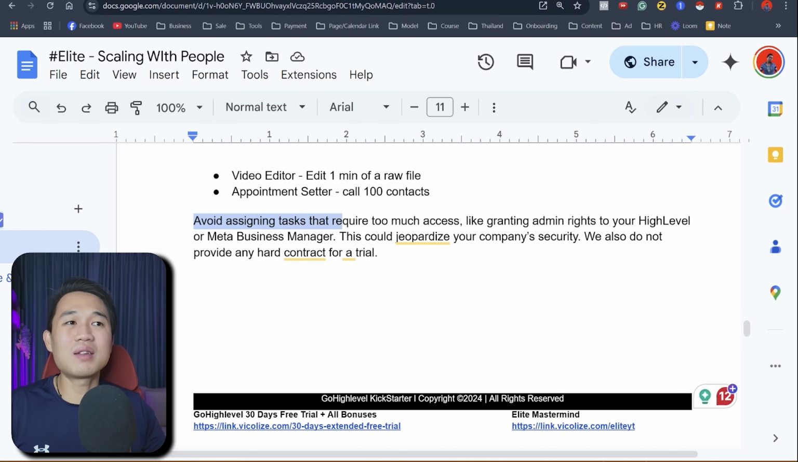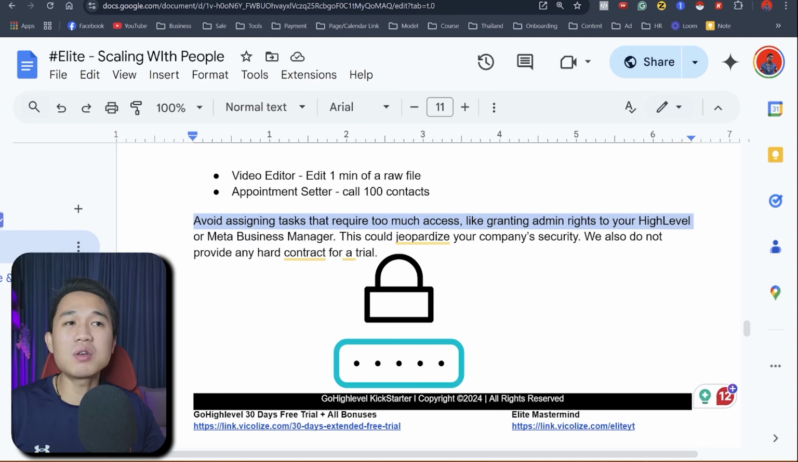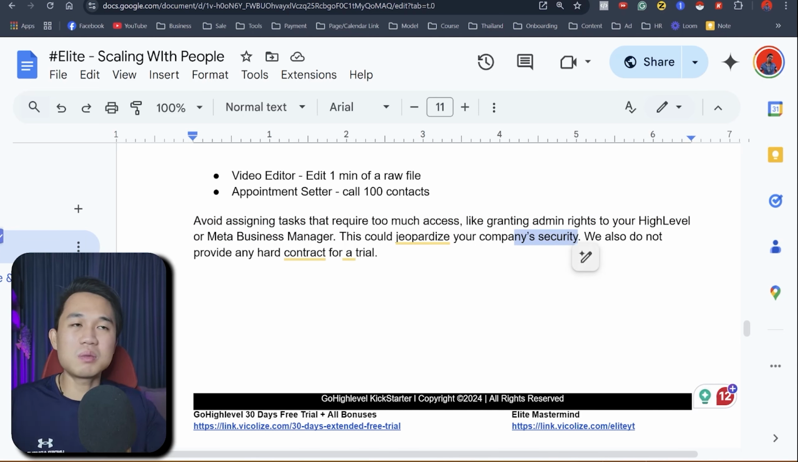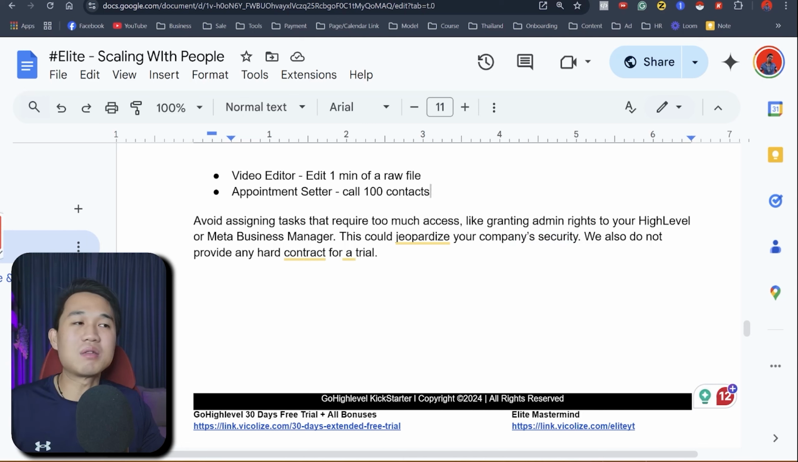Avoid assigning tasks that require too much access, like granting admin rights to your high-level account or Meta Business Manager. You don't want to give them a task that puts them in a position that can jeopardize your company's security, right? Because these people, you just met them, you just interviewed them, you don't know them yet. Don't take high risks, that's what I'm trying to say.